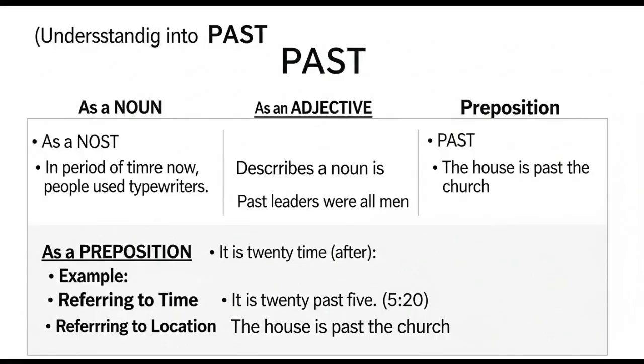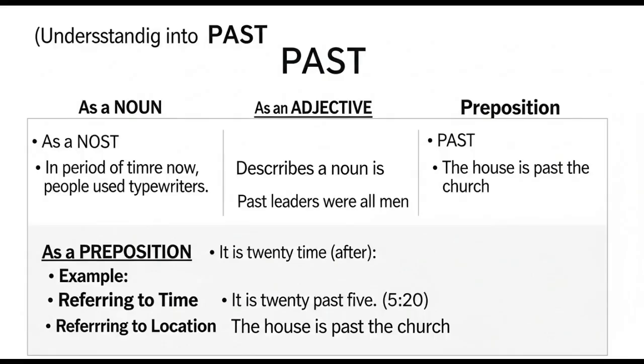Okay. Next, we have past as an adjective. The good thing is it means essentially the same thing as past as a noun. Again, it means before. As an example, right now in Germany, the leader of Germany is a woman. Past leaders have all been men. So right now, the leader is a woman. Past leaders have all been men.